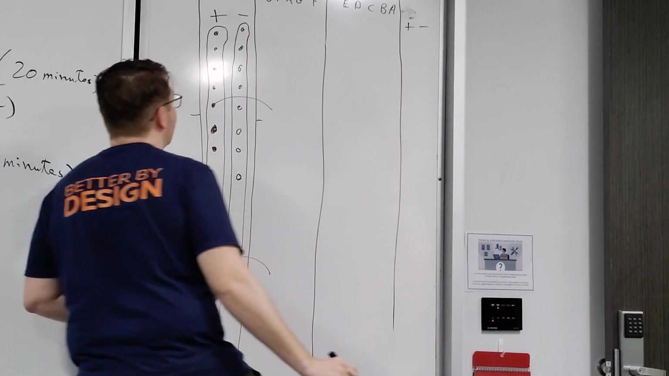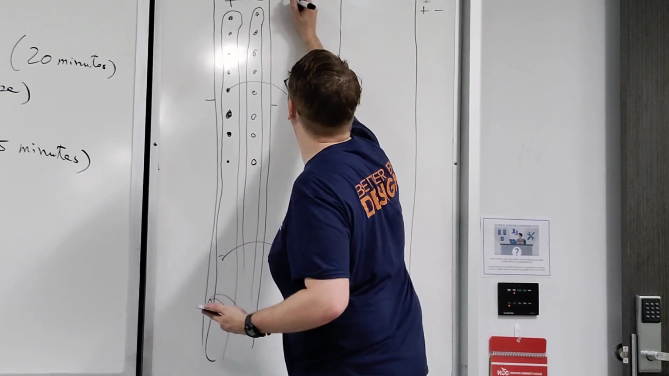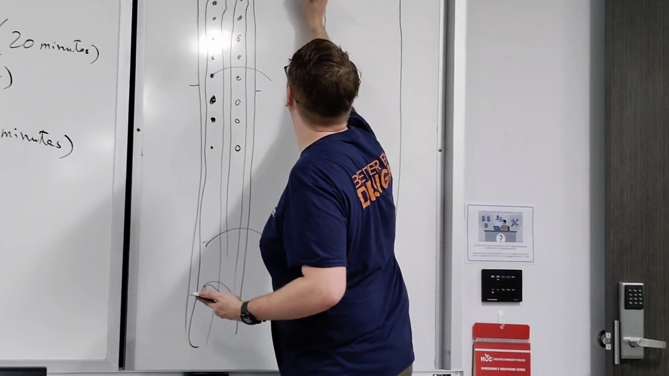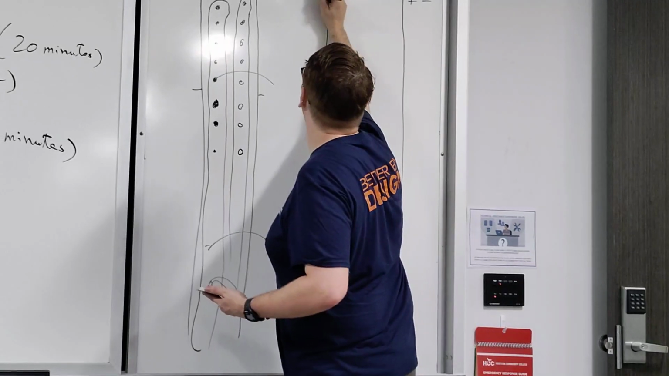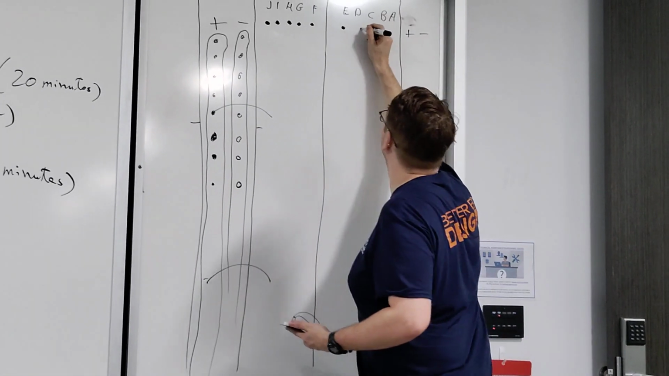In the middle, however, there are only 5 holes in a row, and then a gap, and then 5 more holes in a row.